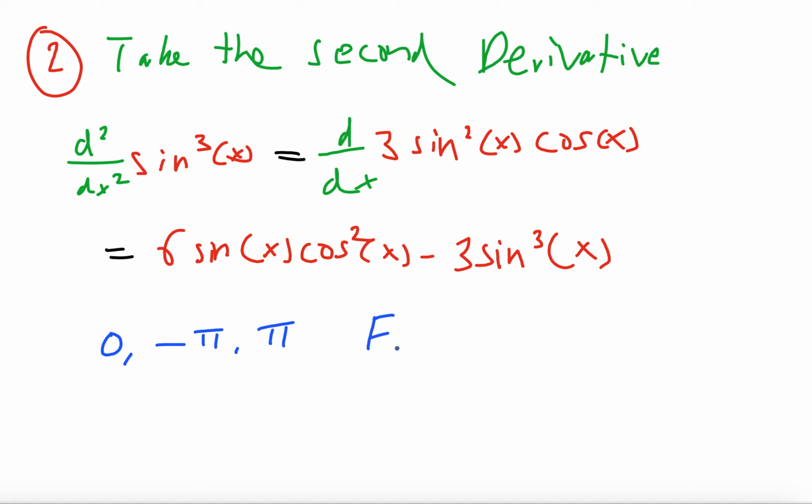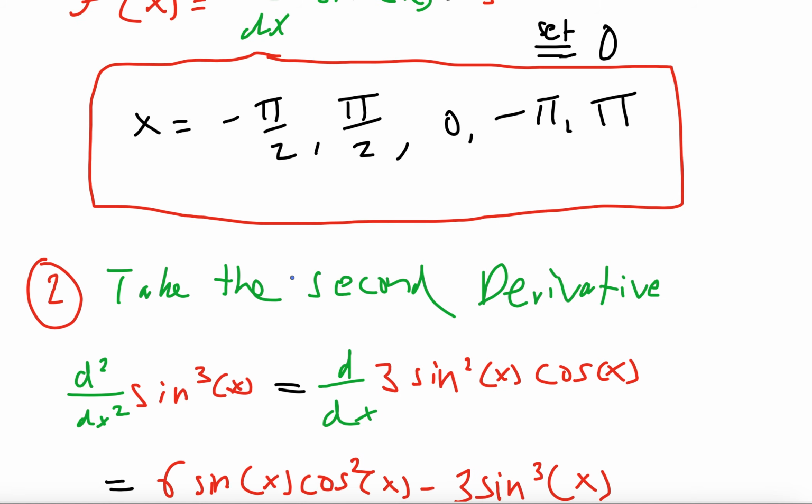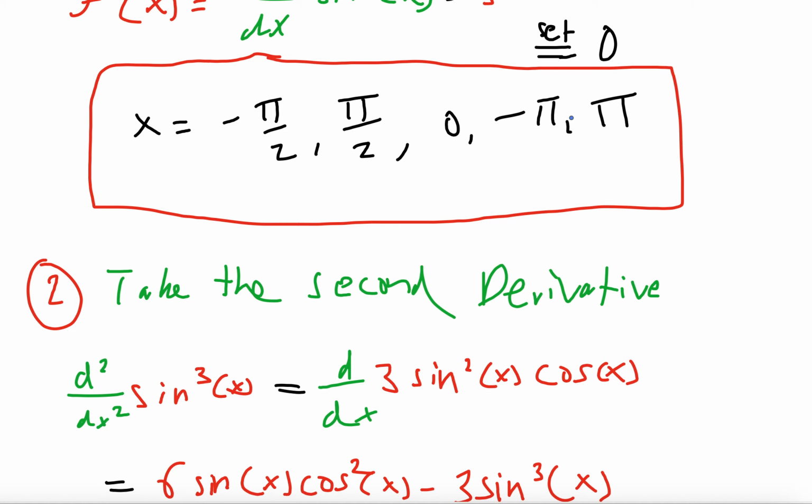All right? So I'm just going to tell you right now that upon further analysis of this function, you're going to see these are all inflection points because these are points where the function changes concavity. And I encourage you to go on Desmos and take a look at this function itself, sine cubed x, and look at the behavior at those points.